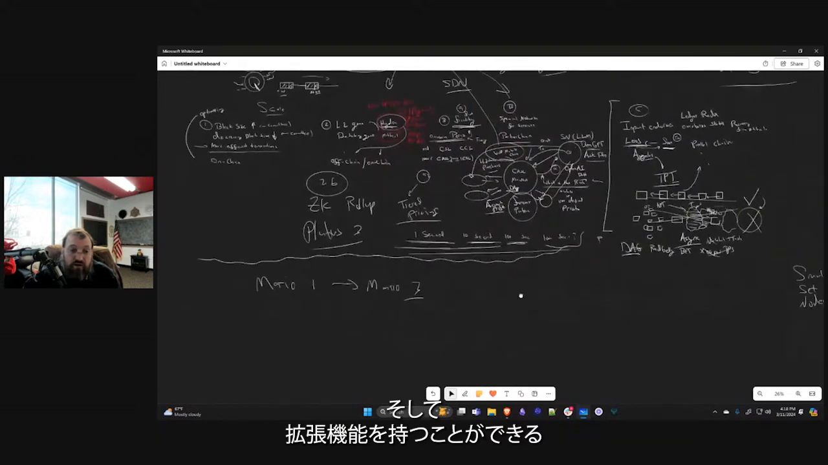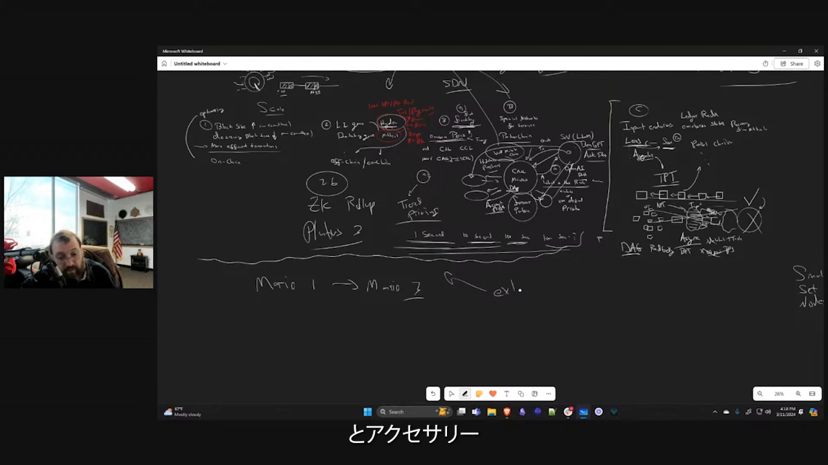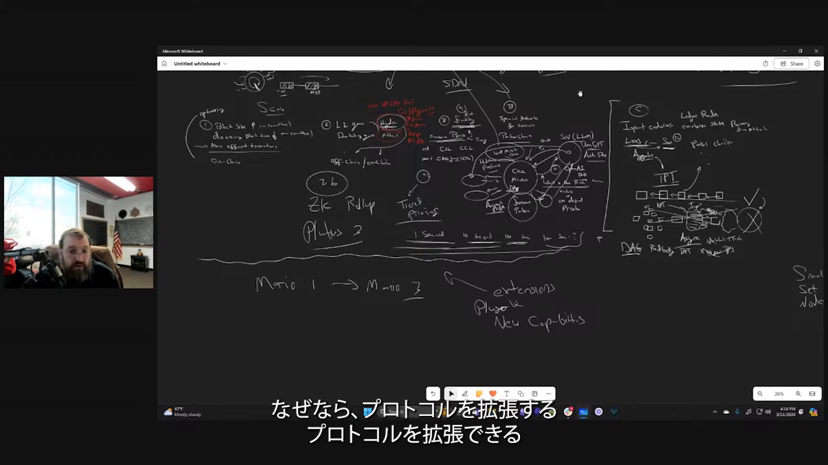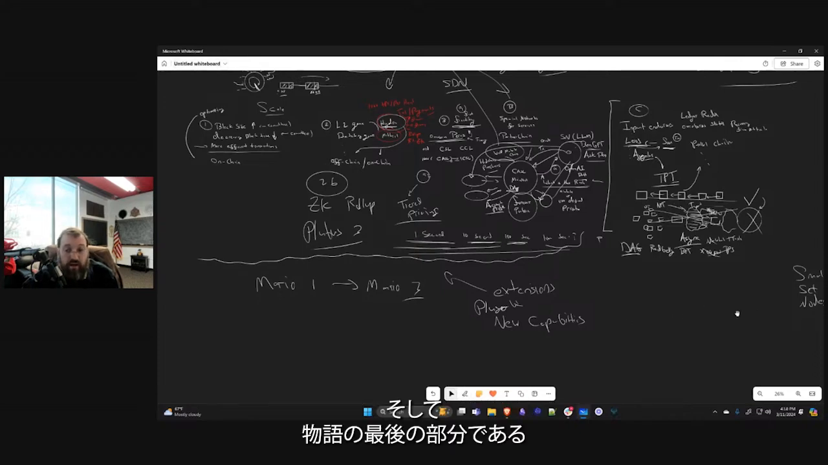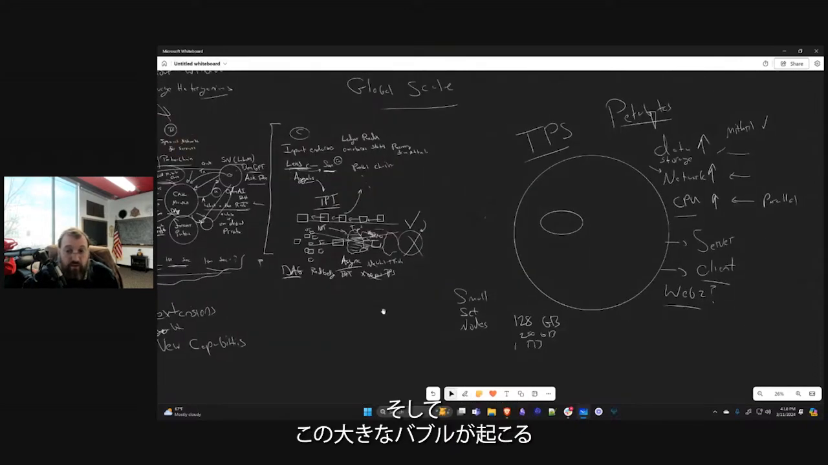And then what you want to do is be able to have extensions and accessories and new capabilities that are pluggable. Because then you've opened up the ability to extend the protocol, and then you get to the final part of the story where you allow this large bubble to occur.